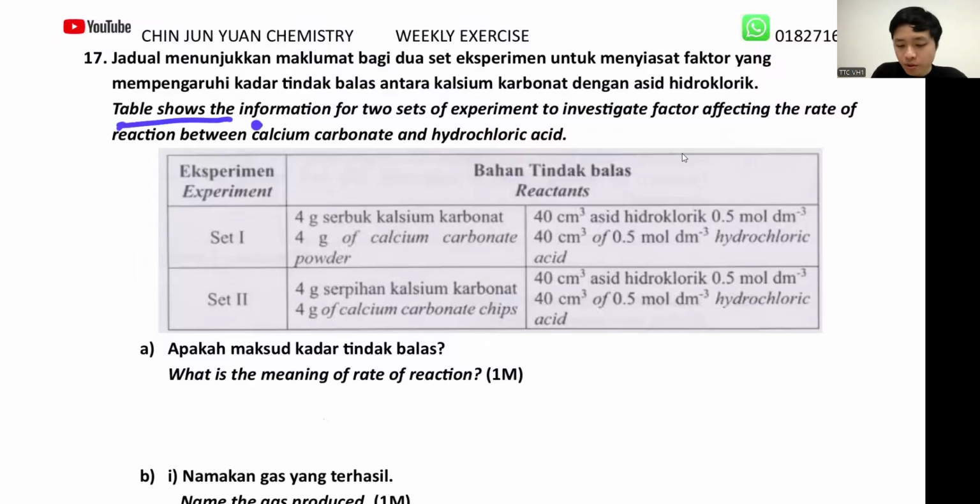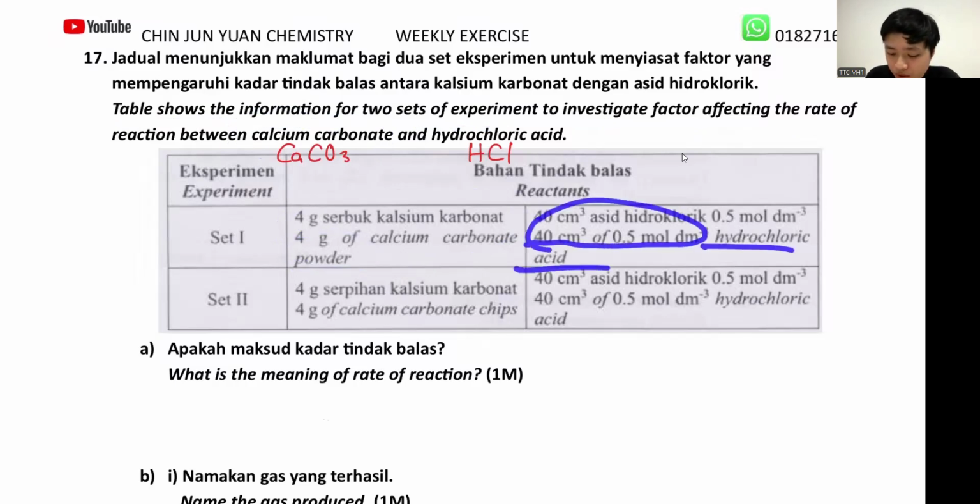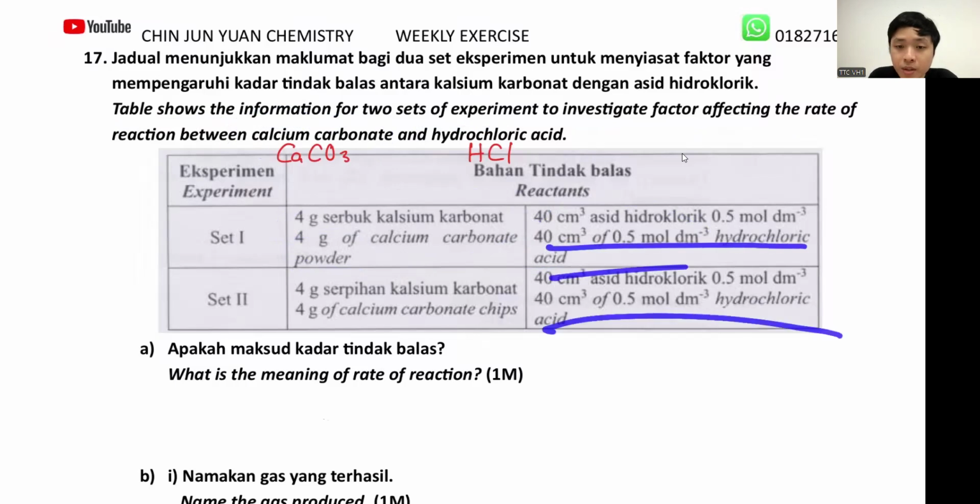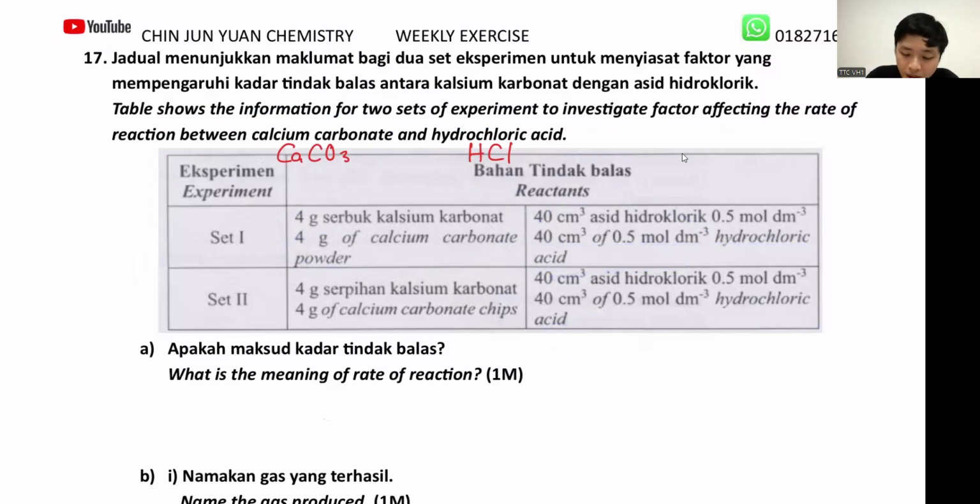Okay, the table shows the information for two sets of experiments to investigate the factors affecting the reaction between calcium carbonate and hydrochloric acid. So you've got two sets of experiments. One is 4 grams of calcium carbonate powder. The other one is this amount of hydrochloric acid. For the acid, both are the same concentration, same volume, same acid, but the difference is the size of calcium carbonate. One is using powder, which is smaller size. Chips has bigger size. Okay?